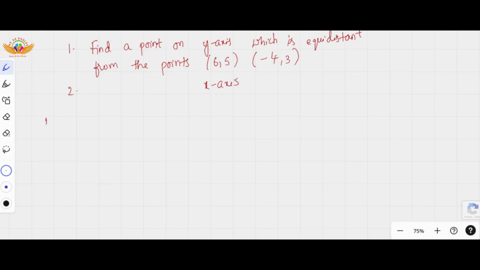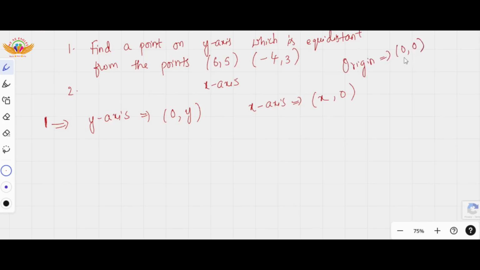So the first one, how to do this? I told you when they tell you that the point is on the y-axis, then the x term will become 0. When they tell you the point is on the x-axis, then you have to know that the y term is 0. So this one you have to know. Other than this, sometimes they will tell you origin. Origin, I already explained in the 1 mark questions. Origin means (0, 0). And besides that, what is the meaning of equidistant? Equidistant means equal. The distance between the y-axis point and A and between the y-axis point and B is equal.